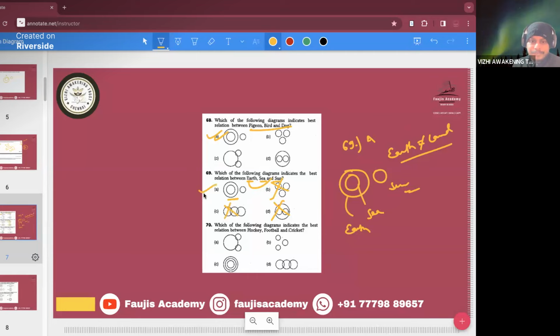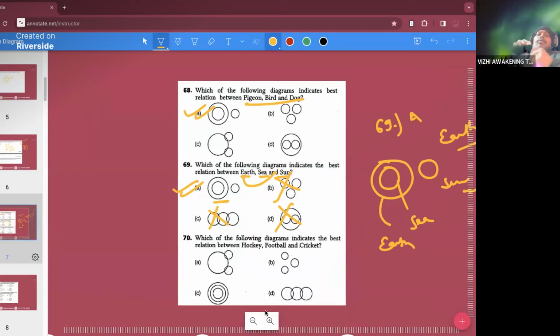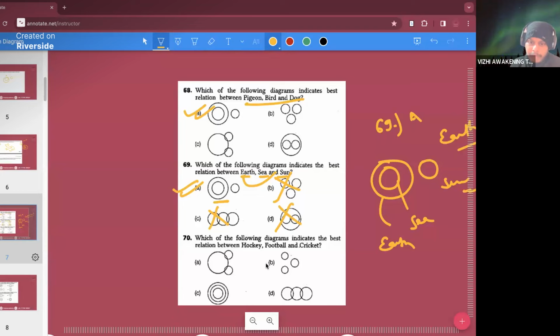Yep, guys, 70. Okay, football, cricket. Option B, sir. Yes, absolutely. Any doubt? Do any one of you want me to tell why it is option B? All three are games. Three different games, right? Cool.